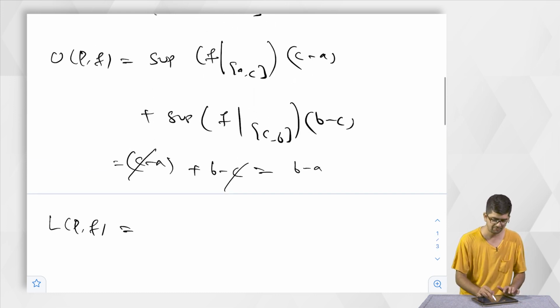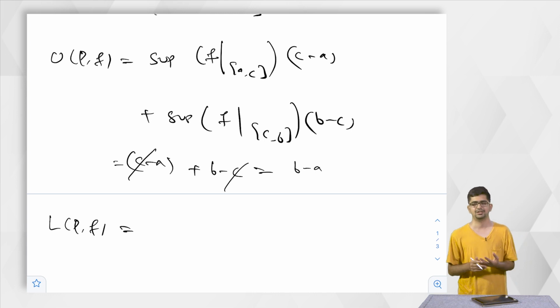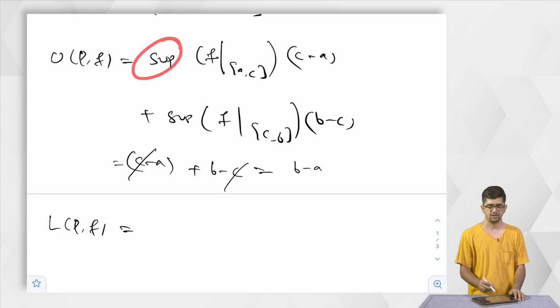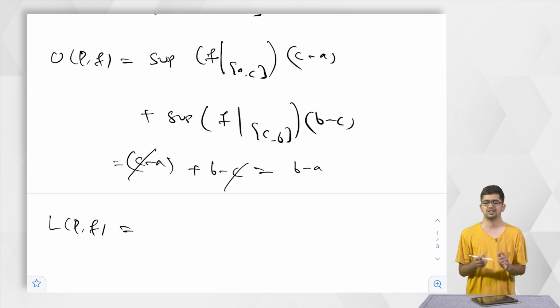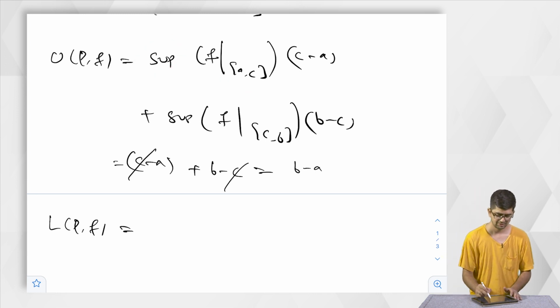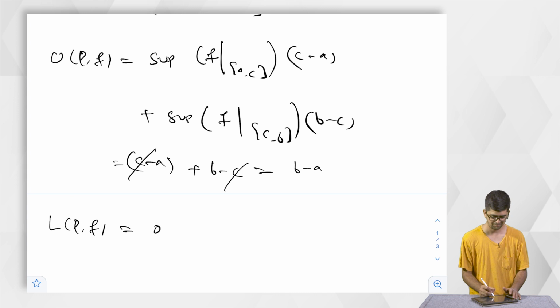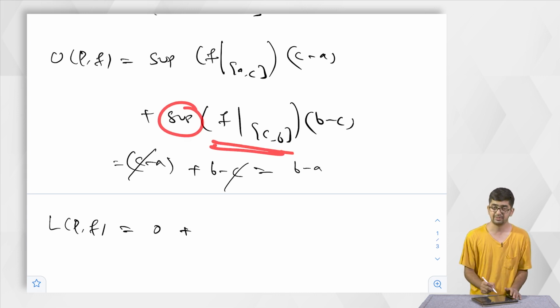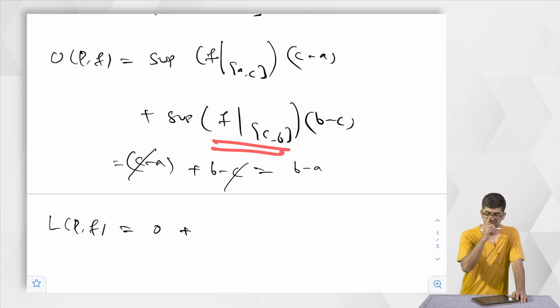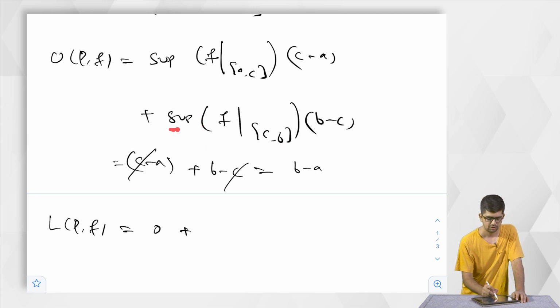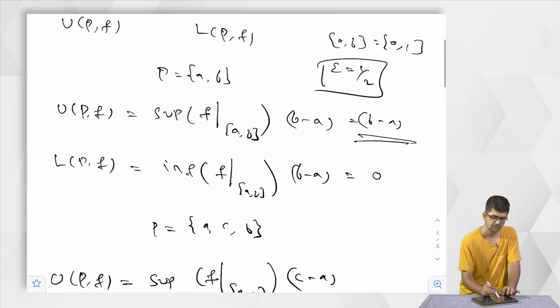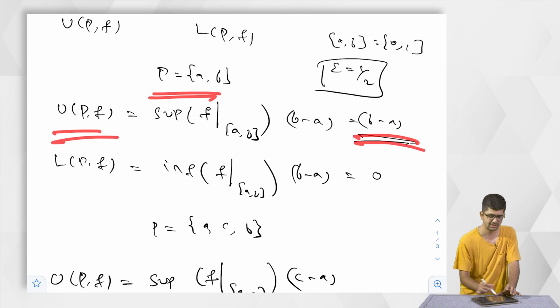I am not writing again the same formula, but the idea is the following. I have to replace this by infimum. This will contain only two elements, 0 and 1. Infimum is 0, so 0 times C minus A is 0. Plus again the same thing, but this is replaced by infimum. The image contains only two elements, so infimum is the least element, that is 0. 0 times B minus C is 0, so this is equal to 0.